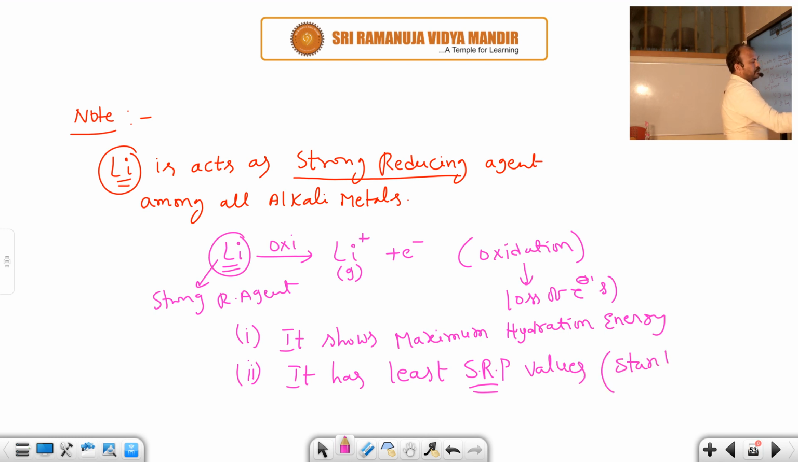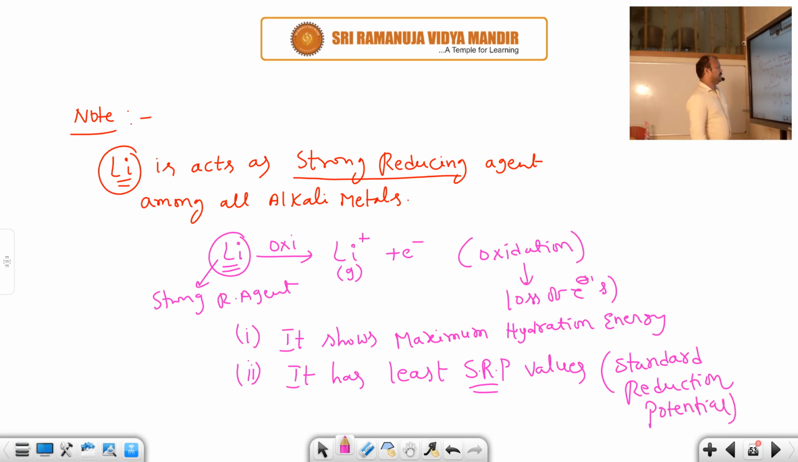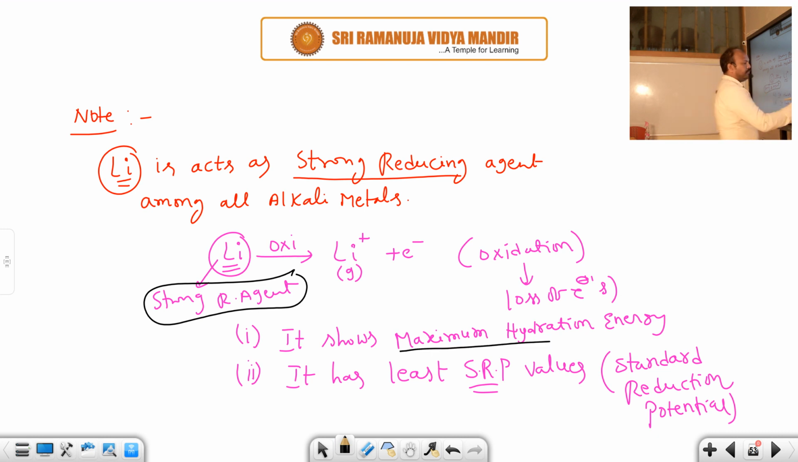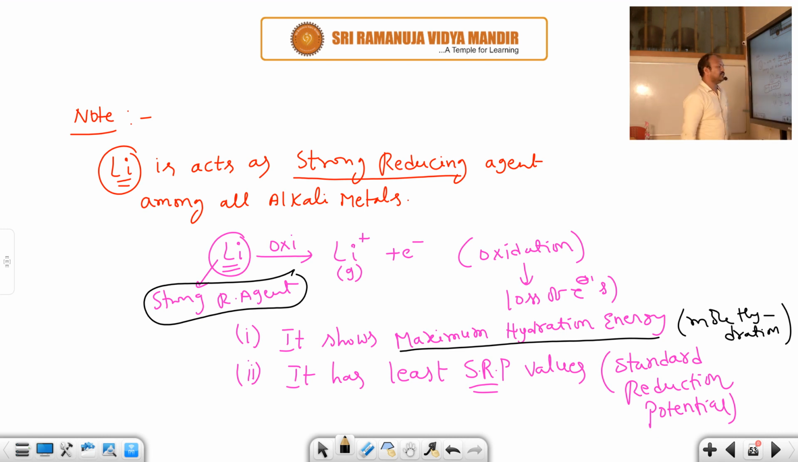Standard reduction potential. Due to these two reasons lithium acts as a strong reducing agent. What are the reasons, students? First one is lithium shows maximum hydration energy, that means more hydration takes place. Have you understood or not? And another one is lithium has the least standard reduction potential value. Due to these reasons lithium acts as a strong reducing agent.